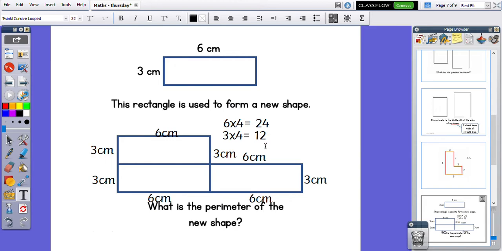So I've got my 2 add 4 is 6. Then I've got my 2 add 1 is 3. So my answer would be 36. But I need to include my unit of measurement, which in this case is centimeters. So the perimeter of the shape is 36 centimeters.